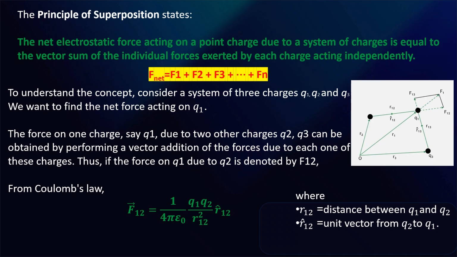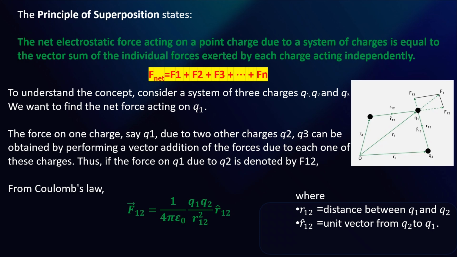The principle of superposition states that the net electric force acting on a point charge due to a system of charges is equal to the vector sum of individual forces exerted by each charge acting independently. To understand this concept, let us consider a system of three charges Q1, Q2 and Q3. Firstly, we will find out the net force acting on Q1. The force on charge Q1 due to other charges Q2 and Q3 can be obtained by performing vector addition of forces due to each one of these charges.